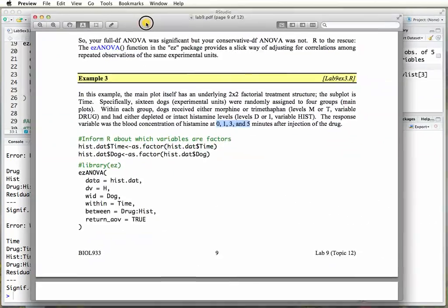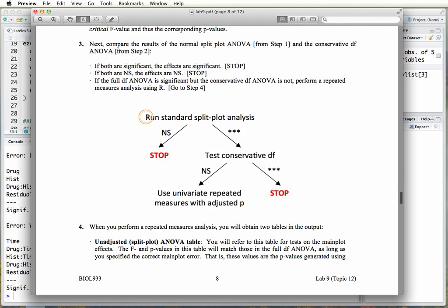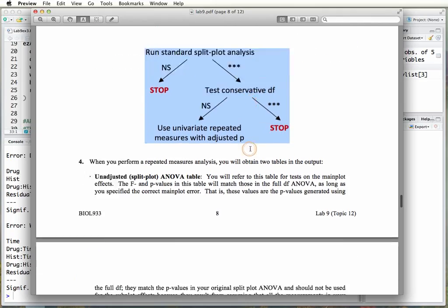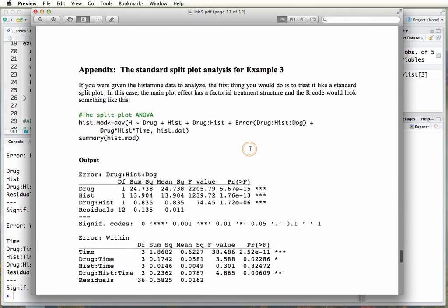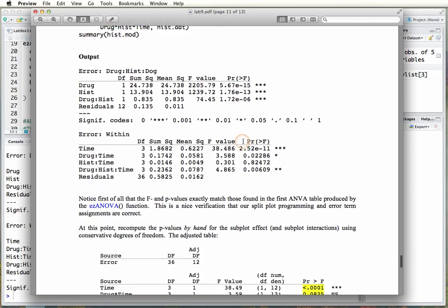And if I bring your attention back to the decision tree here, we've started with a standard split plot analysis. We ran that, and we found that there was a significant effect of time. So our next step in this process is to run a conservative degree of freedom analysis. And that's what I do down in the appendix of the lab. We have the output of the standard split plot.